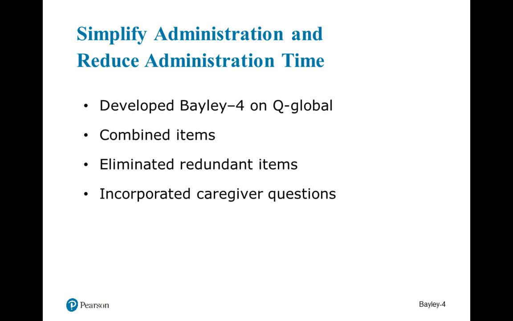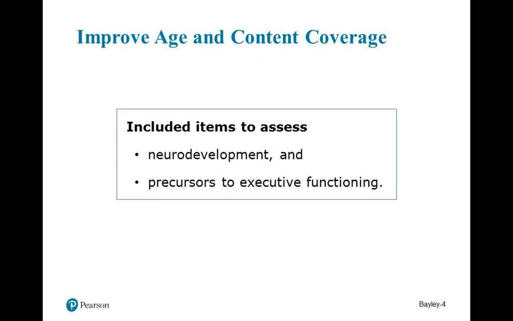So those items were analyzed, and new data was collected to make sure that we're not removing something that adds sensitivity but yet doesn't contribute to the overall score. So those items were removed. And then incorporating the caregiver questions really did help to increase the efficiency of the administration.